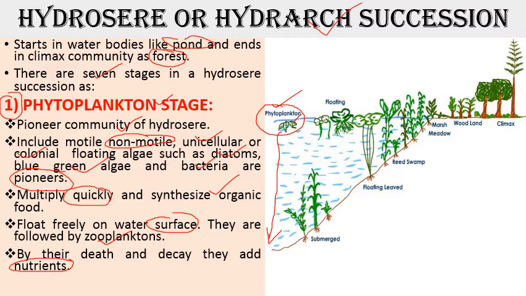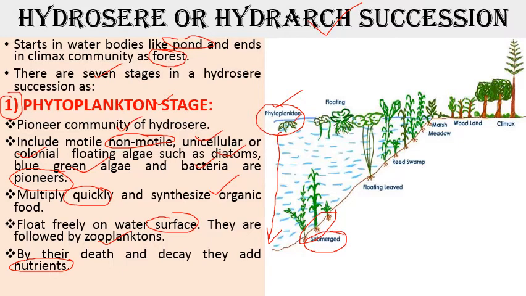Then the next category is of submerged hydrophytes. Submerged hydrophyte means ki ye pani ke surface ke niche hi rehte hain. They live under the surface of water bodies. Pani ke andar hi rehte hain aur inme jo roots hoti hain, they are at the base of that pond or aquatic ecosystem.